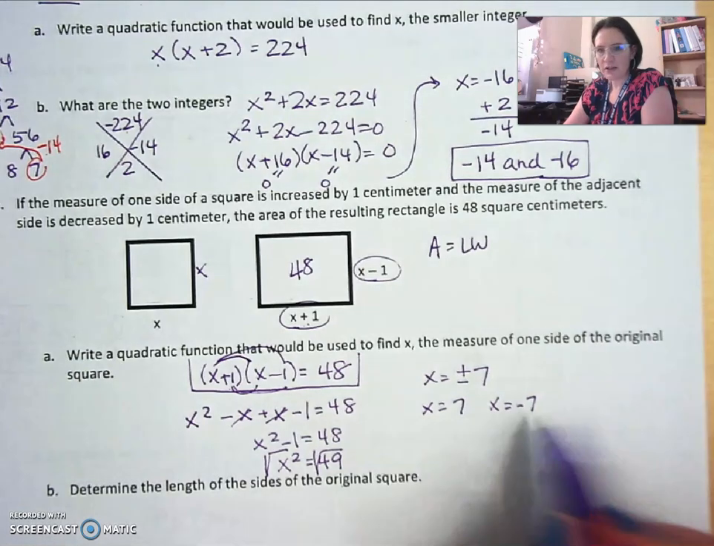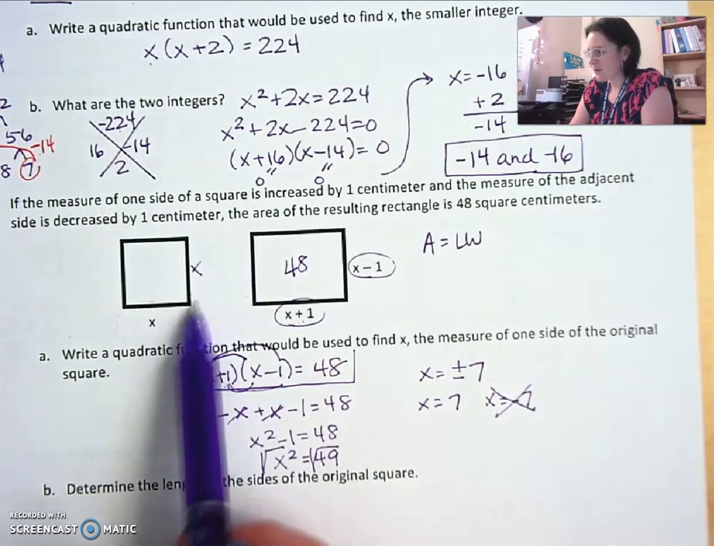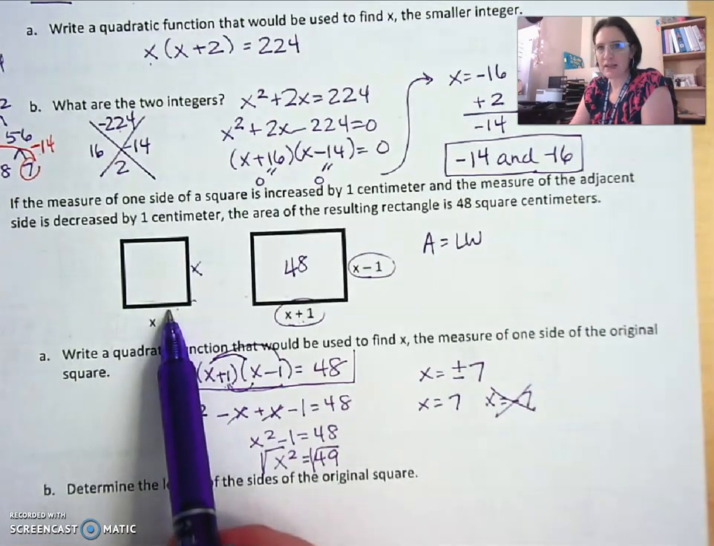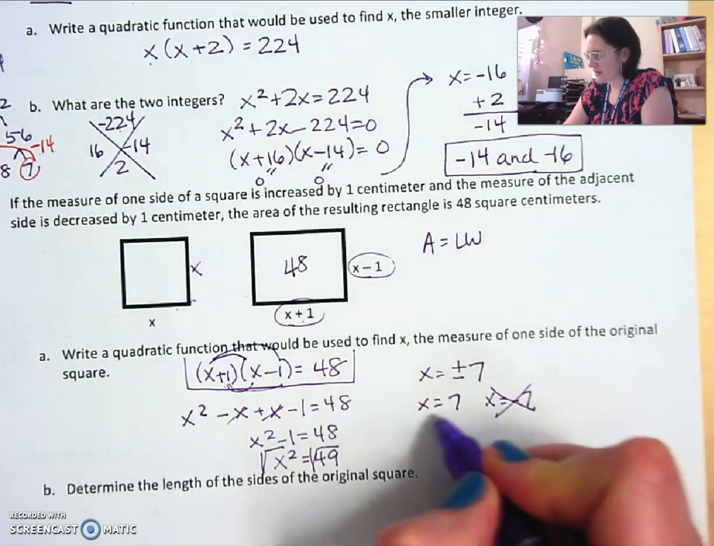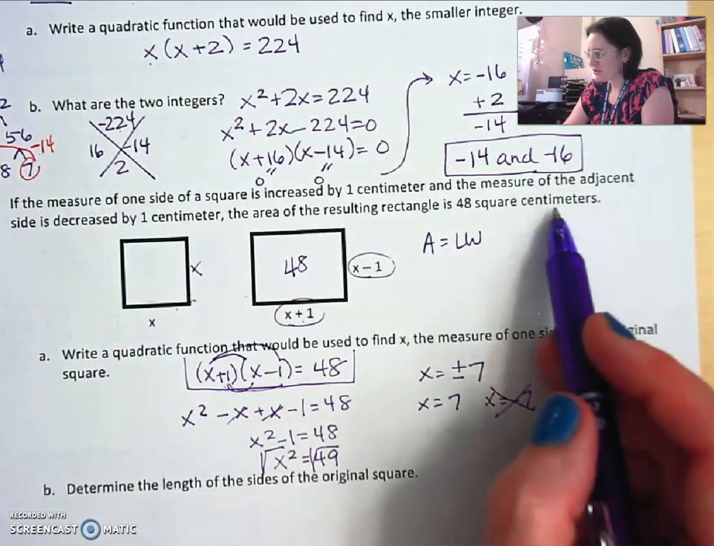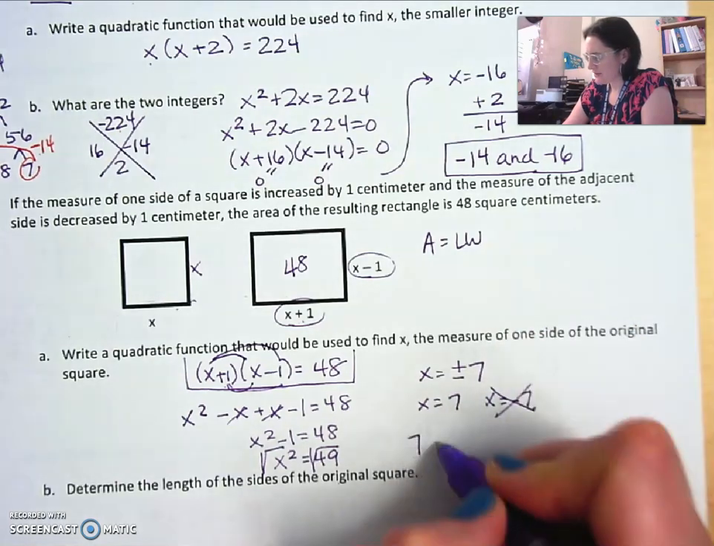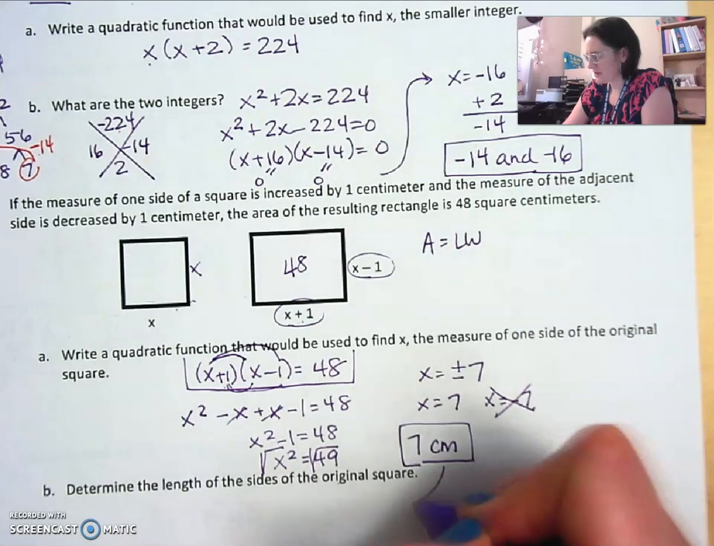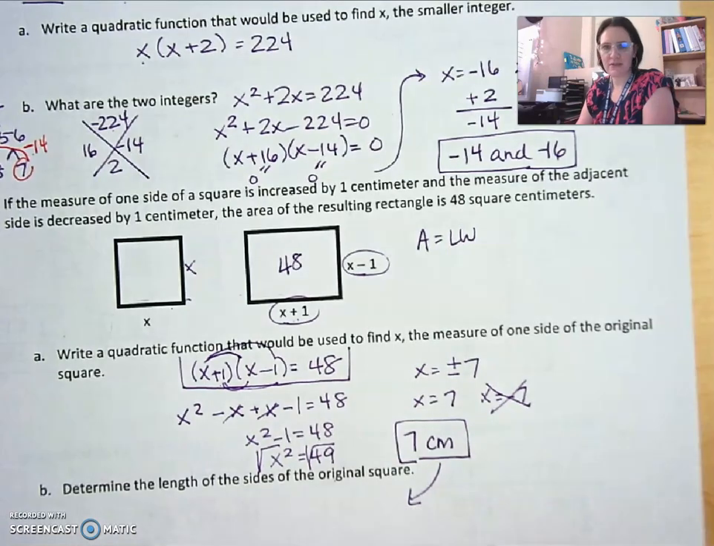And we can disregard -7 because this square isn't going to have a length measure that's a negative number. So it's just 7. So x equals 7, and be sure to put your units as 7 centimeters. Oh, actually, that's for part B. 7 centimeters.